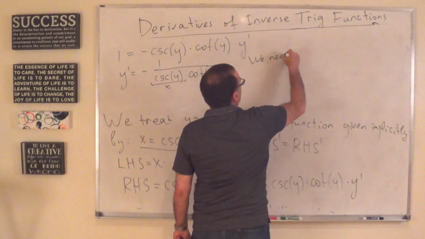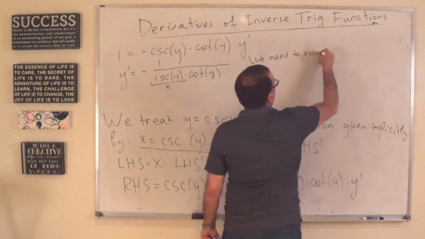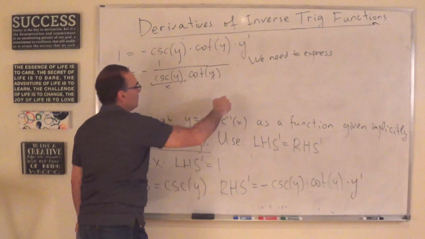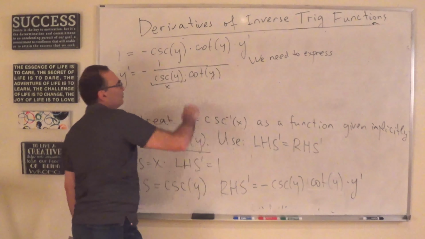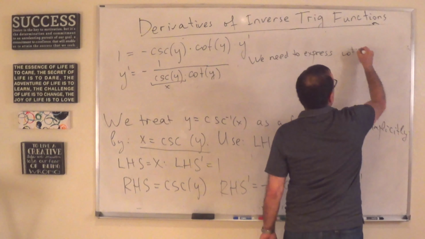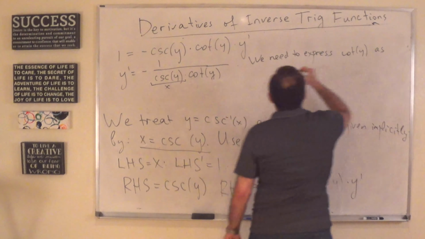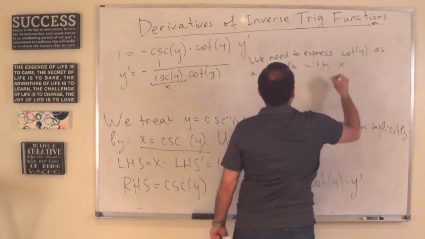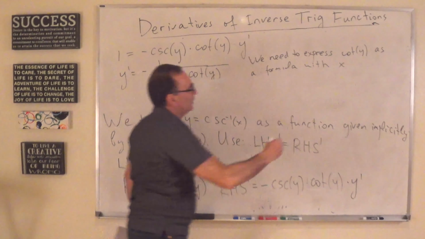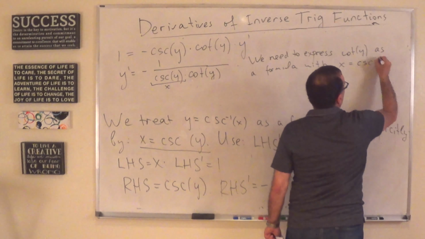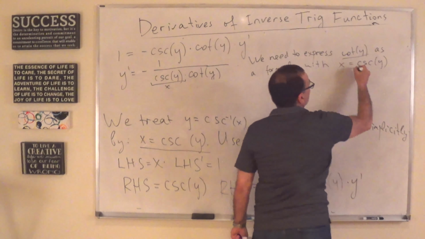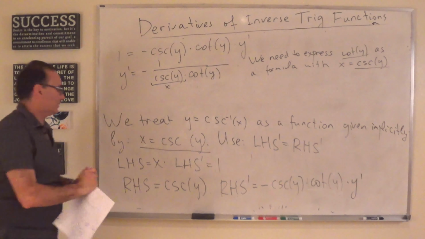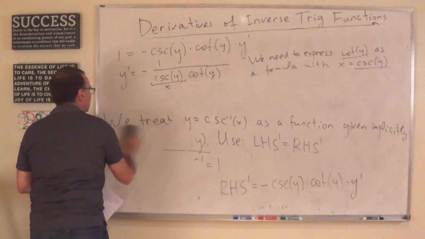So we need to express the entire formula as a formula with x, but this portion is already x, so we need to express cotangent of y as a formula with x. But what is x? x equals cosecant of y. So we need to express cotangent of y as a formula with cosecant of y, and then we will replace cosecant of y with x. So how to do this?